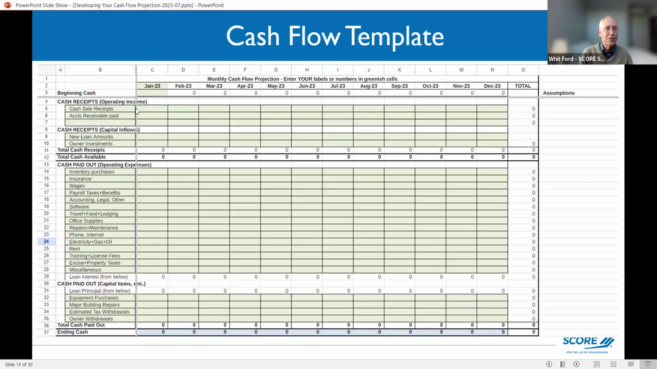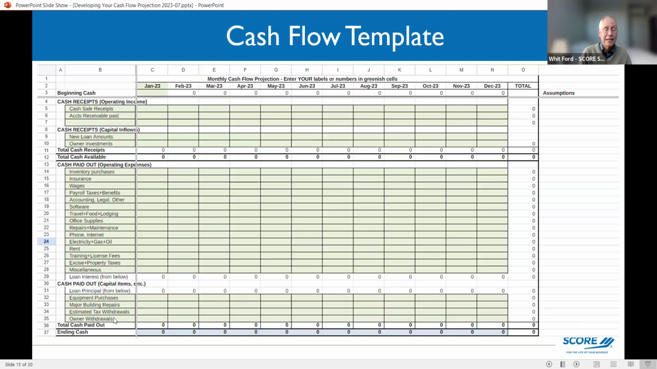I want to point out the major sections. At the top, you have cash receipts from operating your business, and then cash receipts that are capital inflows that, for example, might come from loans you receive or from new investments of cash that you or partners or investors might make in your business. Then you get the cash paid out for operating reasons, your typical expenses you see on your income statement. At the bottom here, you see a line for loan interest paid. That would come automatically from any loans you put on the spreadsheet below.